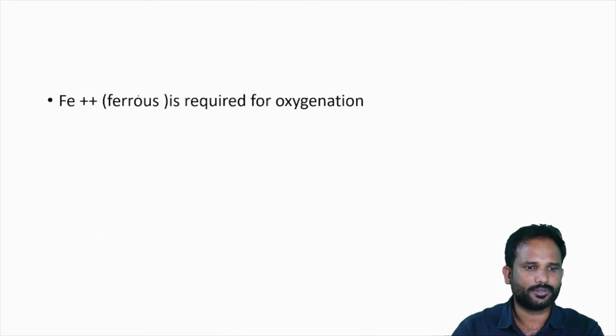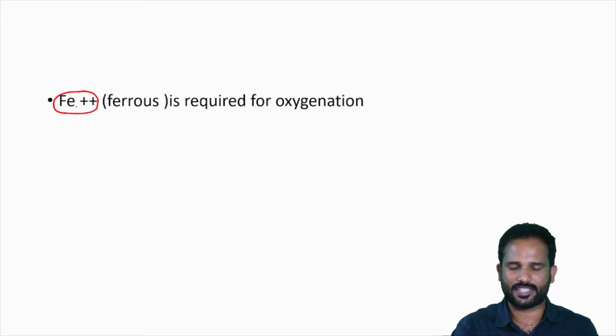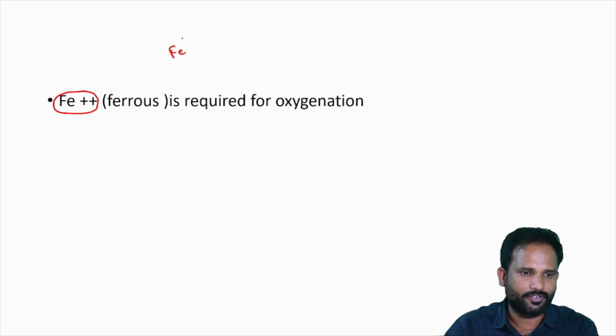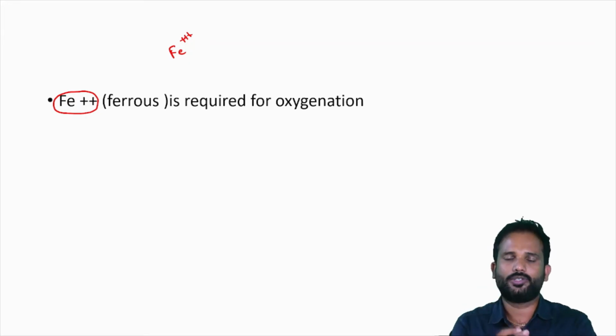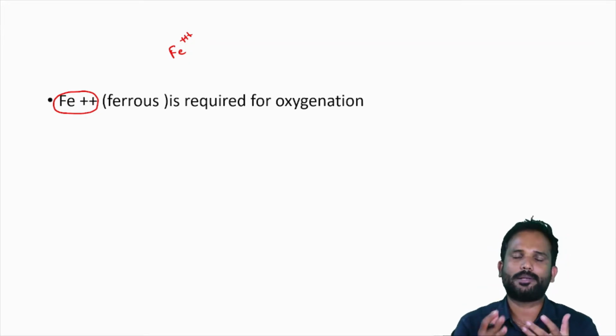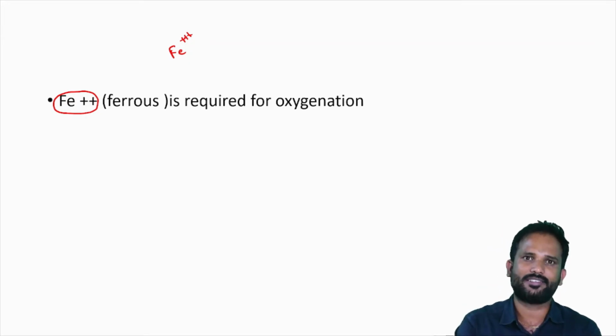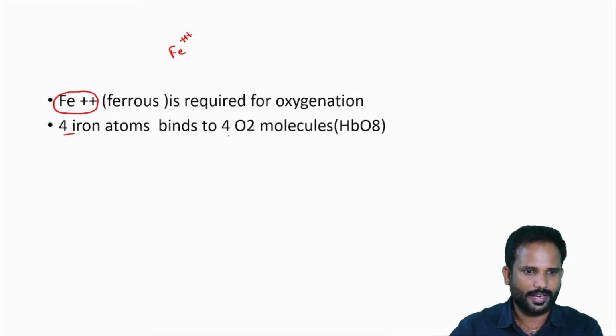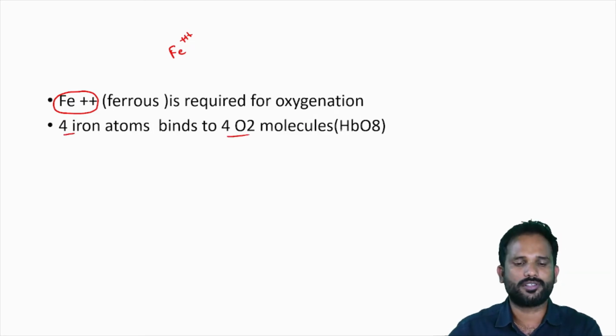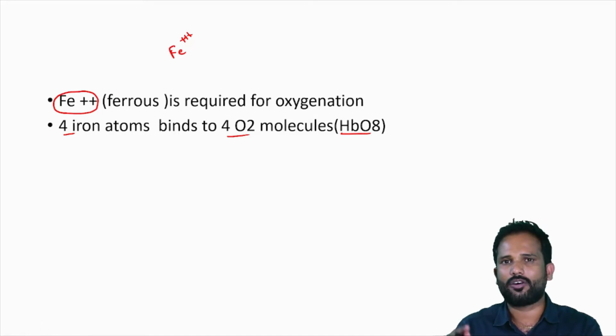Now coming to the oxygenation, iron in the form of ferrous is only available for oxygenation. Ferric form is not; it doesn't accept the oxygen. So methemoglobin is where the iron will be in the ferric form, which doesn't bind with the oxygen. And 4 iron atoms, 4 oxygen molecules, so we'll get hemoglobin oxygenated with 8 oxygen atoms.